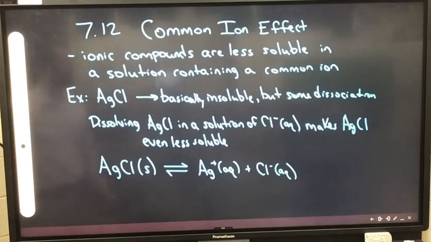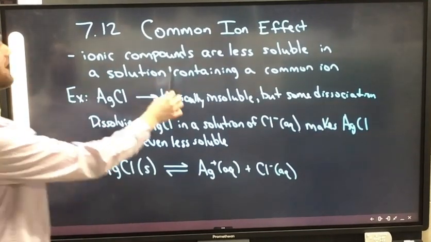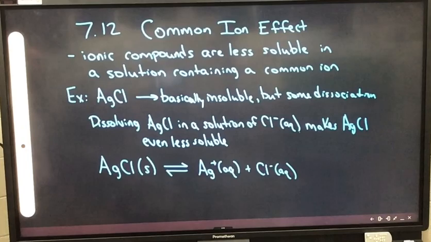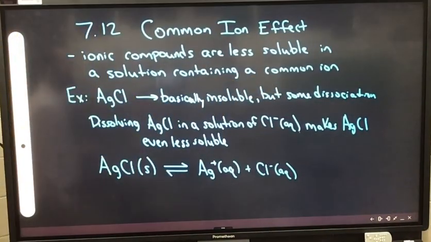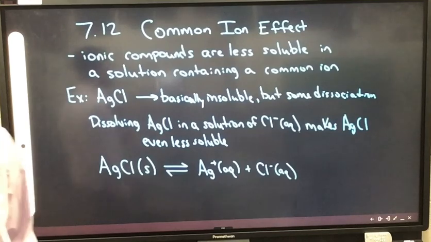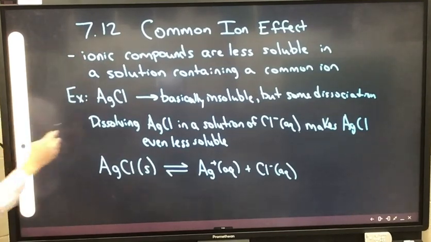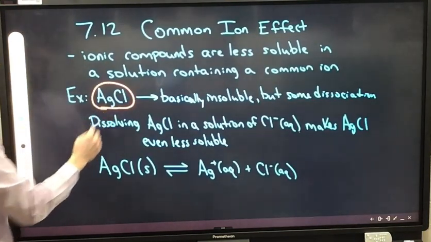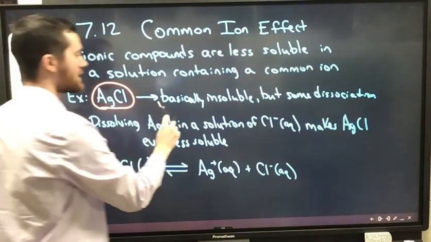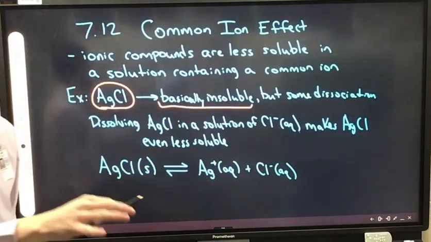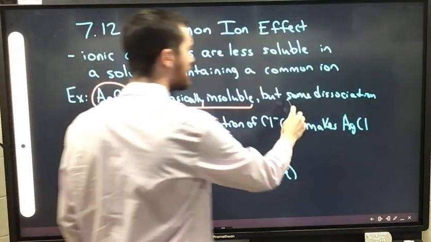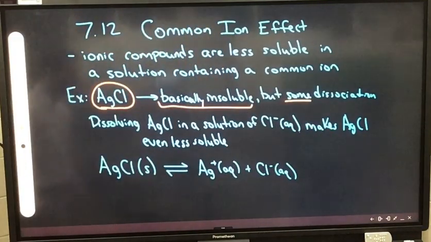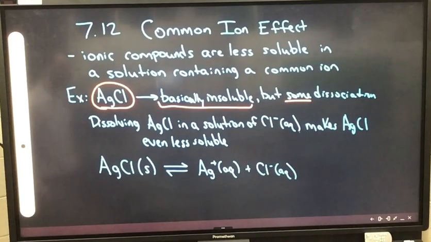So 7.12 is over what's called the common ion effect, which just says that ionic compounds are less soluble in a solution that contains a common ion. So for example, let's take silver chloride here, which we know to be basically insoluble, but in reality everything is at least somewhat soluble. But we know that this silver chloride is basically not going to dissociate, but to some extent some will, whenever you try to dissolve it into pure water.